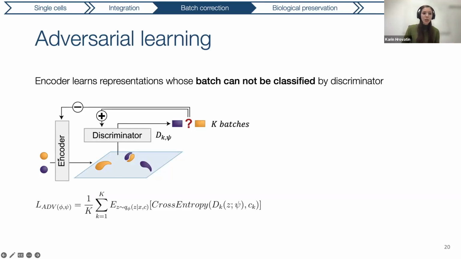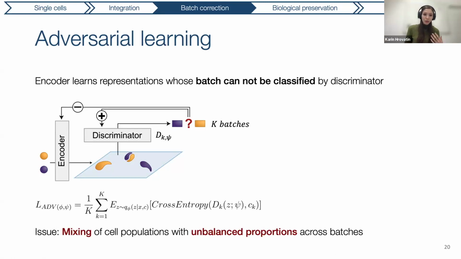We have the normal encoder that encodes the cells in the latent space. And then on top of that, we add a discriminator that tries to classify which batch every cell is coming from. So it's driven by a classification loss. And then what we want to achieve is to train the encoder in an adversarial manner so that it tricks the discriminator, so that it is no longer able to separate the batch identity of every individual cell, which means that the cells will be mixed together and therefore the batch effects will be removed.